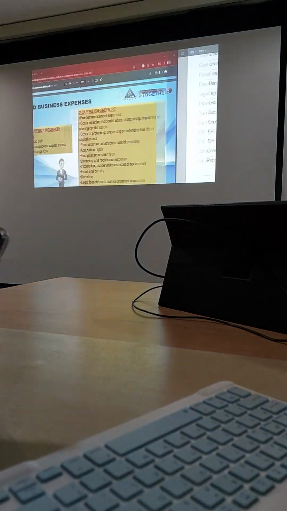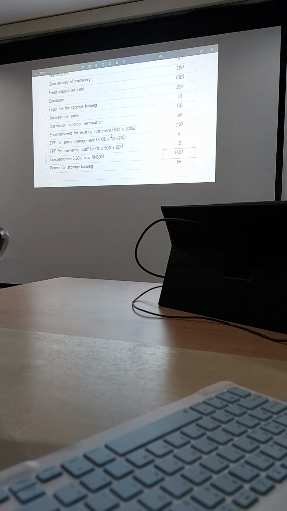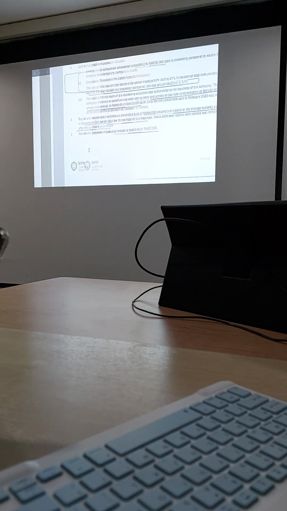Follow? This one is a provision, not yet incurred. Incurred means different. So masuk effect classes semua. Provision of gratuity was how much? 27. Okay, are you okay so far? Okay, moving on.